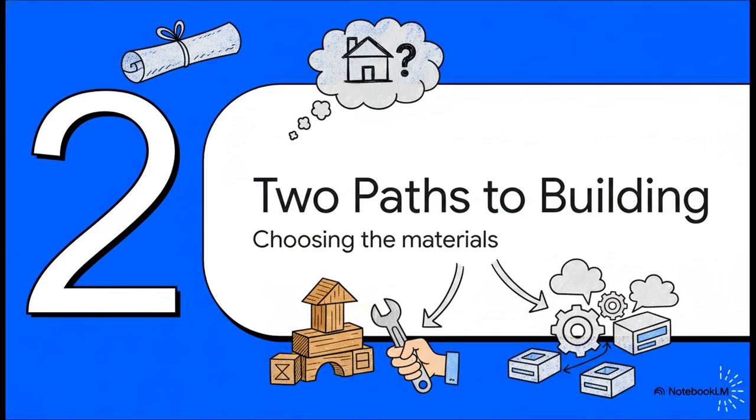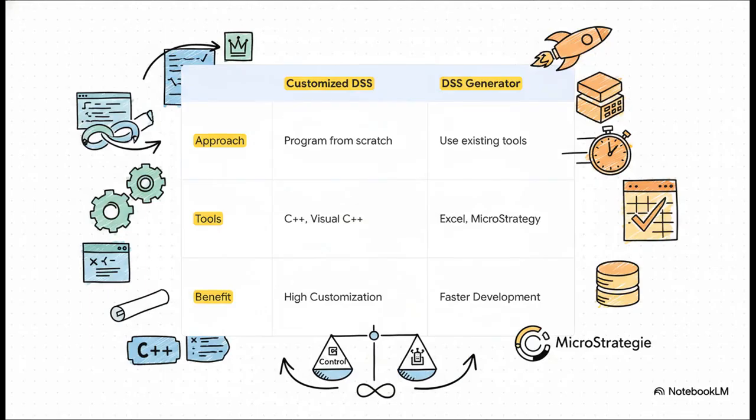Okay, so you've decided you need a DSS. Awesome. The very first decision you need to make is how you're going to build it. Think of it like choosing the main construction materials for your project. And really, you've got two main paths to choose from. So, on one hand, you can go fully custom. You build the whole thing from the ground up using programming languages like C++. This gives you total control, maximum flexibility, and you can build special connections to your other software.